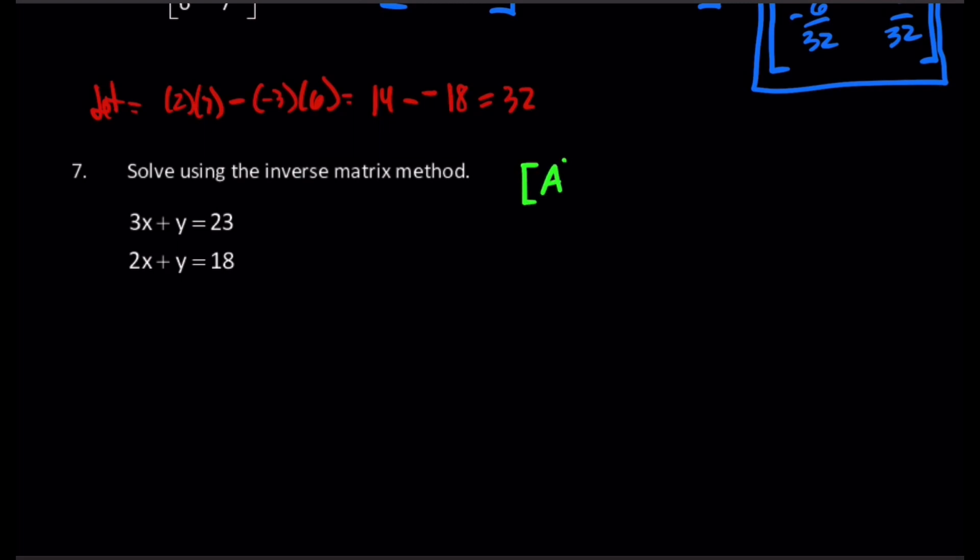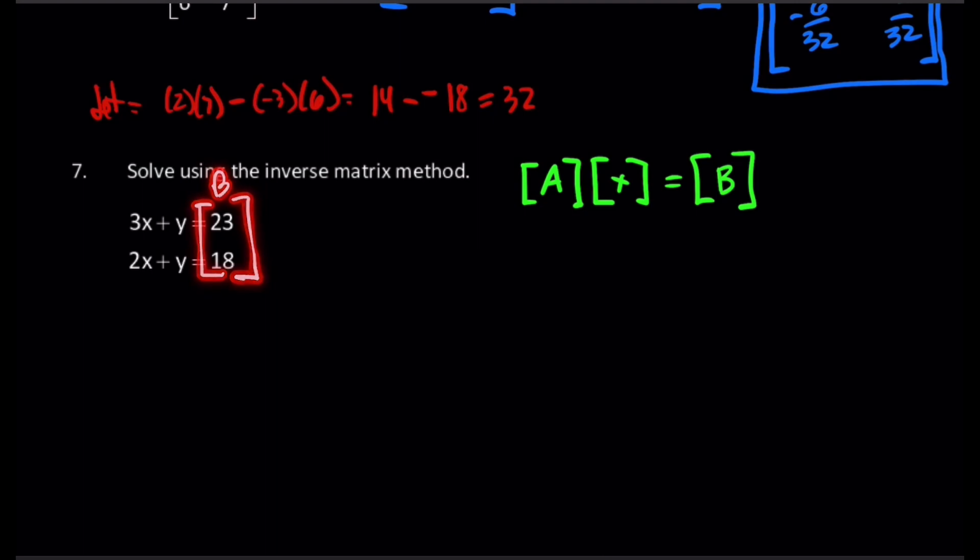I have a matrix A, which represents the coefficients. So matrix A would be this matrix here, 3, 1, 2, 1, times my variable matrix, which for shorthand's sake, I'll just call X. The variable matrix in this case is going to be XY, equals a matrix B, which represents the matrix of your constants at the end. That would be matrix B.